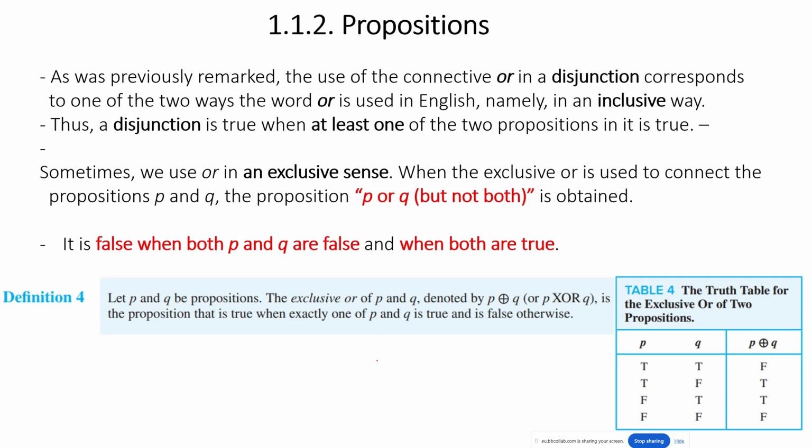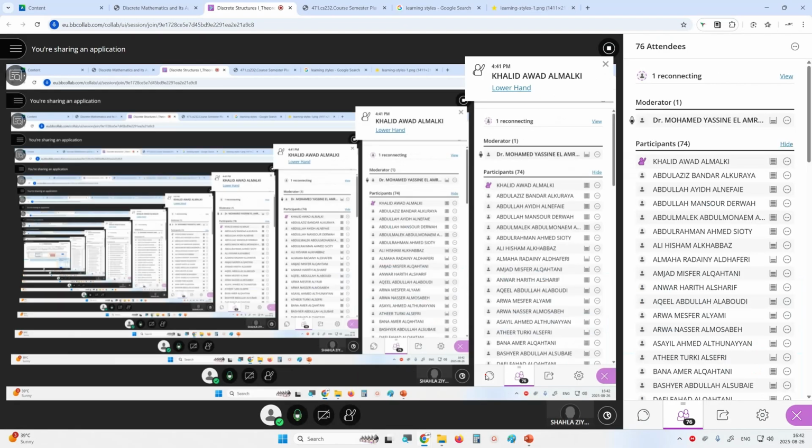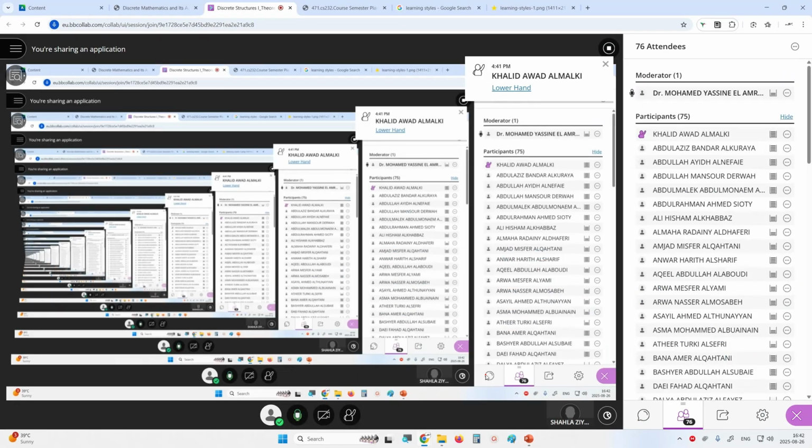And that's the XOR. I want to just take a minute to make sure everybody is understanding. The main thing, before I get the question, is the difference between the OR and the XOR. If I write P or Q, this is going to be true, true, true, and false. So basically the difference is this one. Yes, Khalid? Please go ahead.